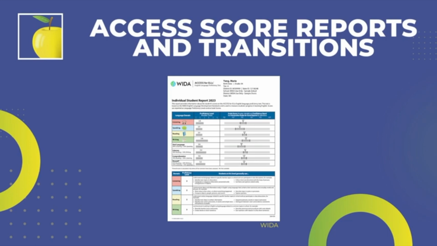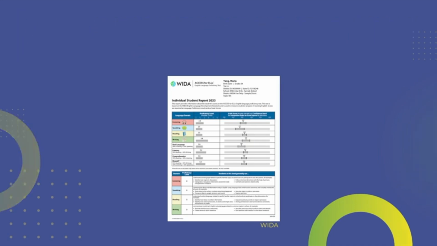Access score reports and transitions. Each year, during the months of January and February, students classified as English learners take a summative English language proficiency assessment called Access for ELLs. Access stands for Assessing Comprehension and Communication in English from State to State.